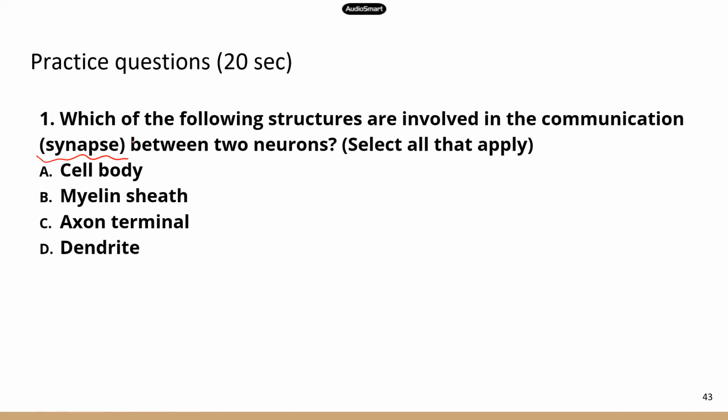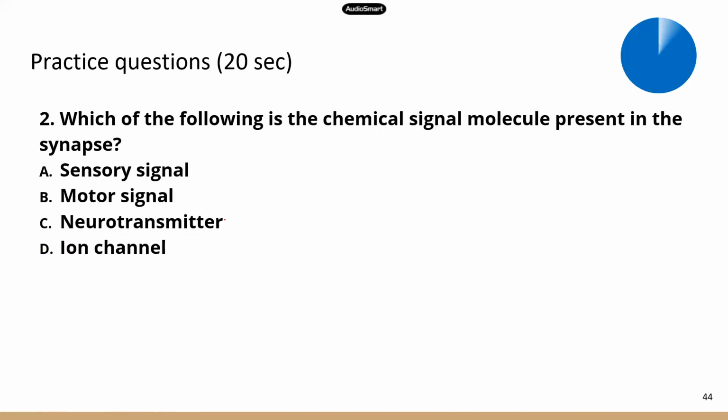So the structures involved in communication at a synapse between two neurons, that's going to be the axon terminal, right, to release the information, and dendrites, right, to receive the information. So correct answer is C and D. Okay, next question.